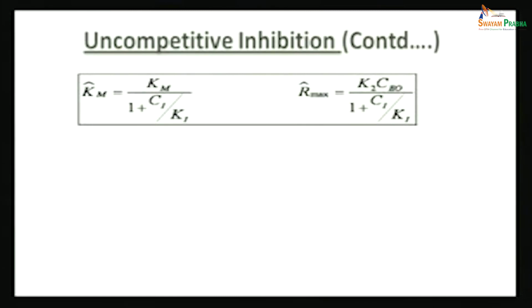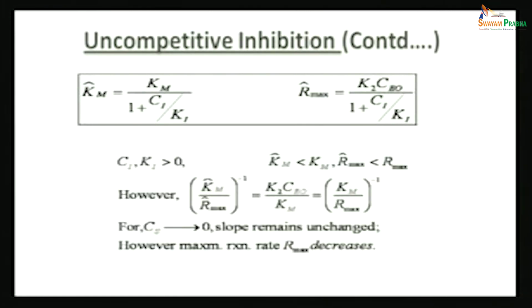So this is your Km hat and Rmax hat, and since your Ci and Ki are both greater than 0, which means that your Km hat and Rmax hat are both lowered now as compared to in the absence of inhibition. Which makes sense, because if you add an inhibitor, it should decrease the maximum rate. However, this is what I wanted to point out, and now it's on the screen, that the ratio remains the same. As a result, the slope in the plot remains the same. So maximum reaction rate decreases, but the slope in the curve remains the same, and I will show you a picture of that in a while.